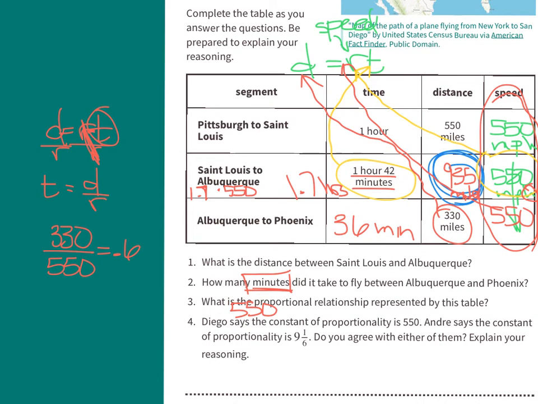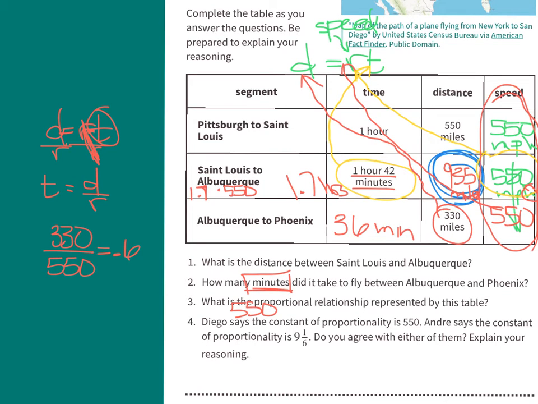Andre says the constant proportionality is 9 1/6. Do you agree with either of them? Explain your reasoning. Well, they are both right. Okay? Diego uses miles per hour, and Andre converts 550 miles per hour into miles per minute.